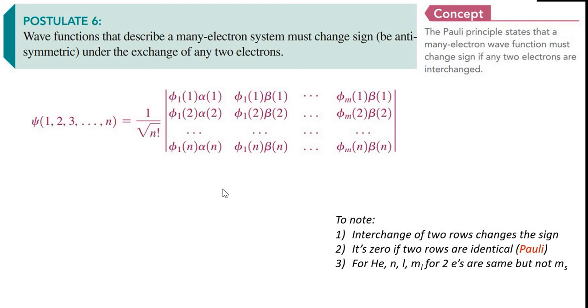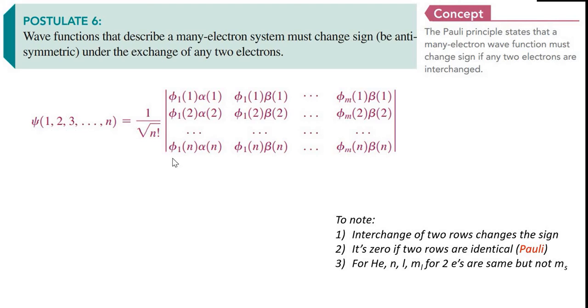And one more thing, if two rows are exactly identical, then what will be the result? Zero. If two rows are identical, the result is 0, that means the wave function doesn't exist. So that's clear. You know that much mathematics, that from the determinant property you can easily say that if two rows are identical, then the result is 0. That physically means that the left hand side is 0, that means there is no wave function at all.